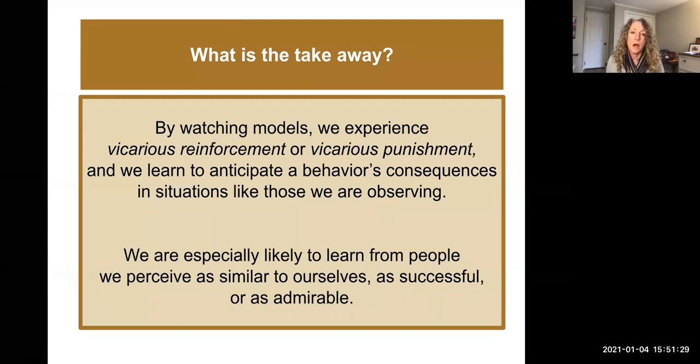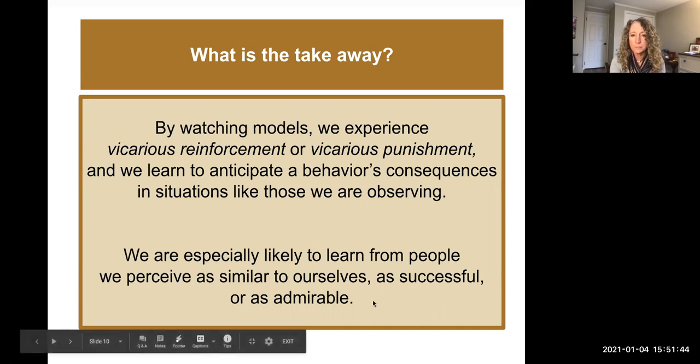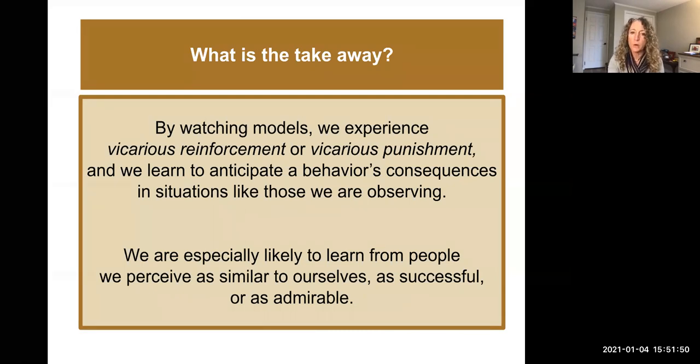All right. So by watching models, we experience vicarious reinforcement or vicarious punishment, and we learn to anticipate a behavior's consequences in situations like those we're observing. And that's why they have this in the media and on commercials: we are more likely to imitate and see as a reliable model people that are celebrities or considered admirable.